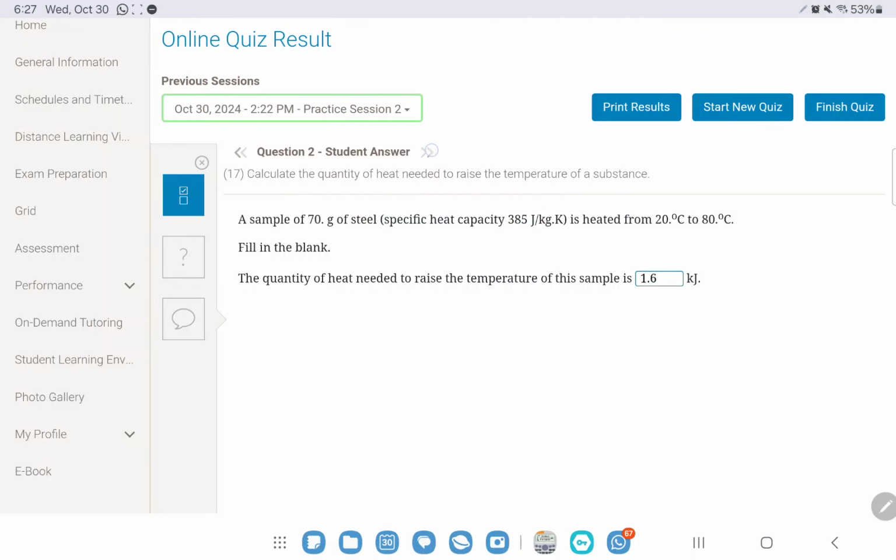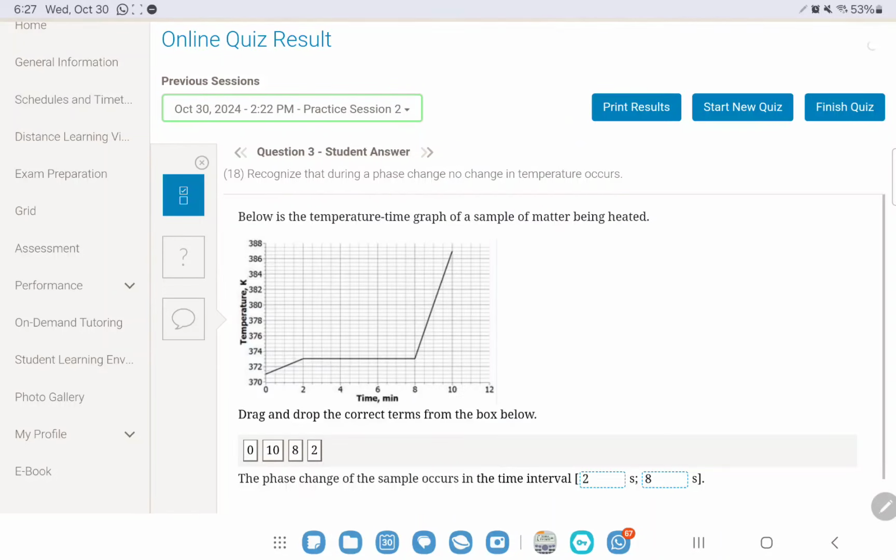Now moving on. The phase change of this sample occurs... When we say phase change, this is where you have 2 different states of matter. It starts at 2, ends at 8, which is your flat line here. So it's going to be between 2 and 8, like I told you.